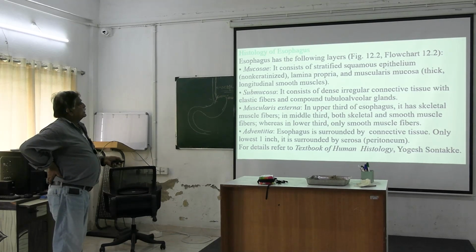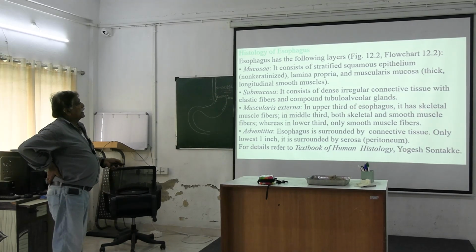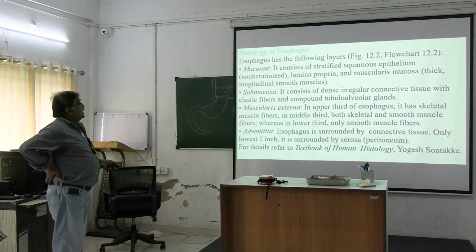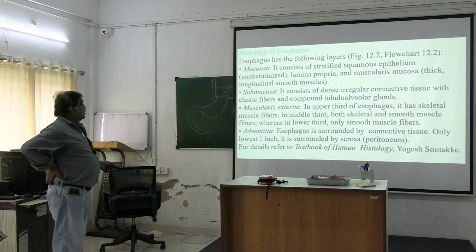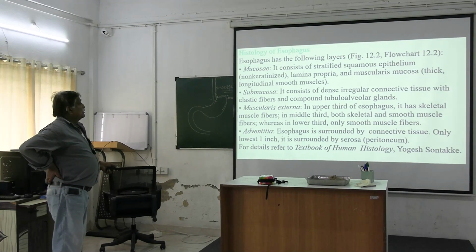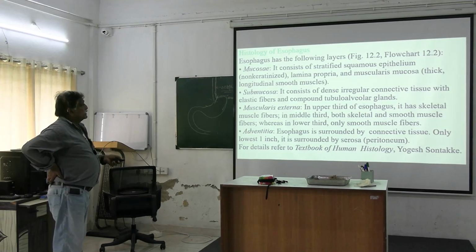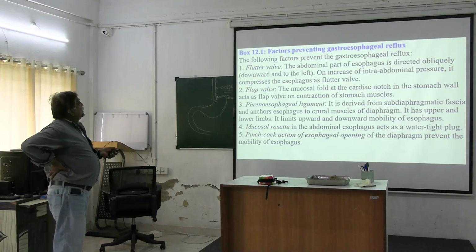Muscularis externa: in the upper third of the esophagus, it has skeletal muscle fibers. In the middle third, both skeletal and smooth muscle fibers, whereas in the lower third, only smooth muscle fibers. Adventitia: the esophagus is surrounded by connective tissue, only the lowest 1 inch is surrounded by serosa. For details, see histology.